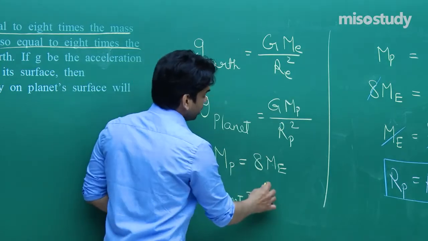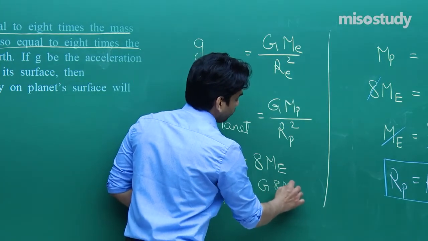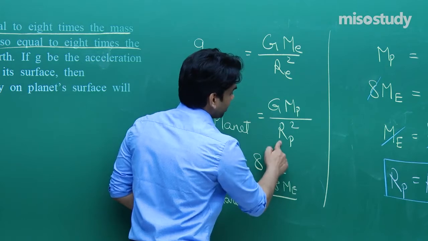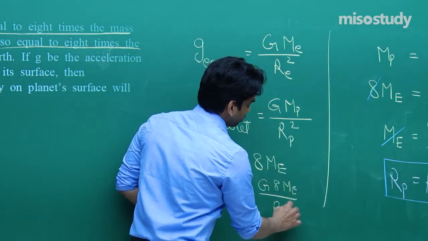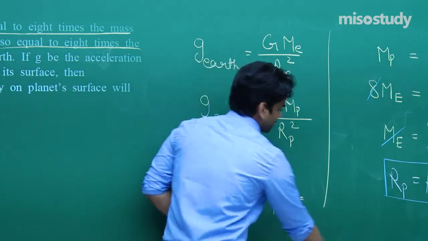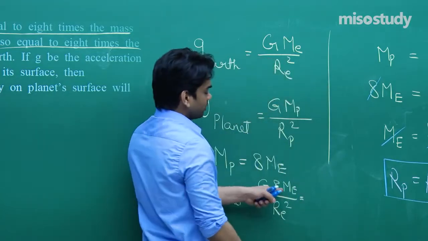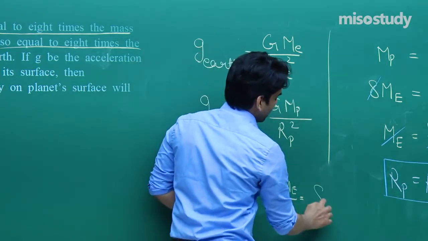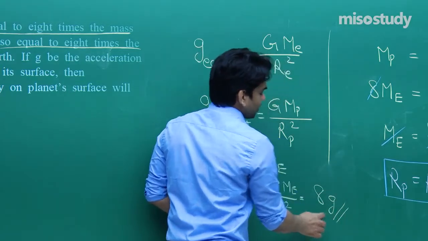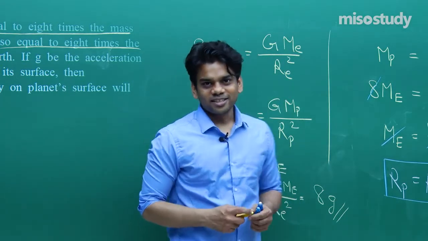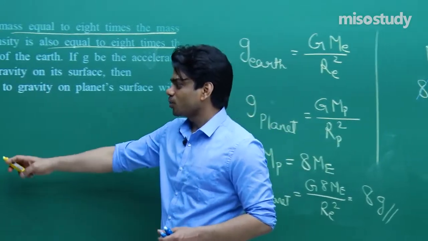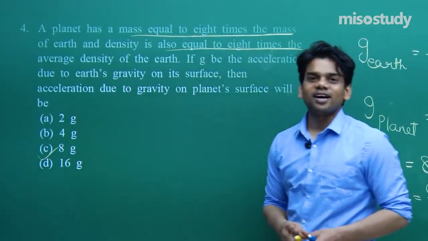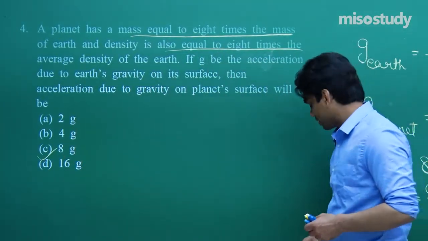that is equal to G times the mass of the planet, which is 8 times the mass of Earth, divided by the radius of the planet whole square, that is the radius of Earth whole square. You find that it will be 8 times GM_E by R_E whole square, and GM_E by R_E whole square is g, so that is equal to 8g. The right option, 8g, we need to mark. You see here 8g is option number C, so this will be the right answer. This is how we can evaluate such questions.